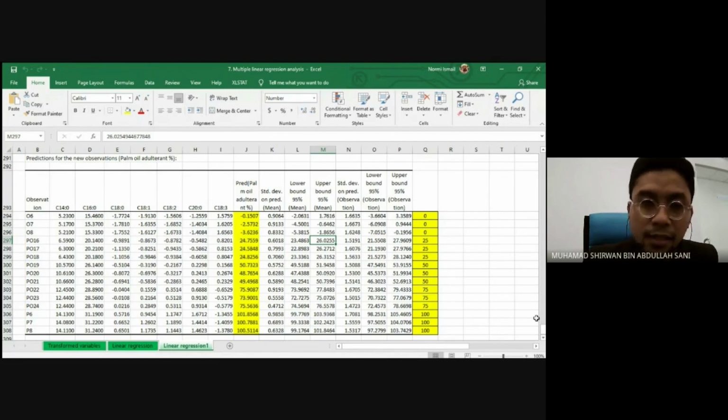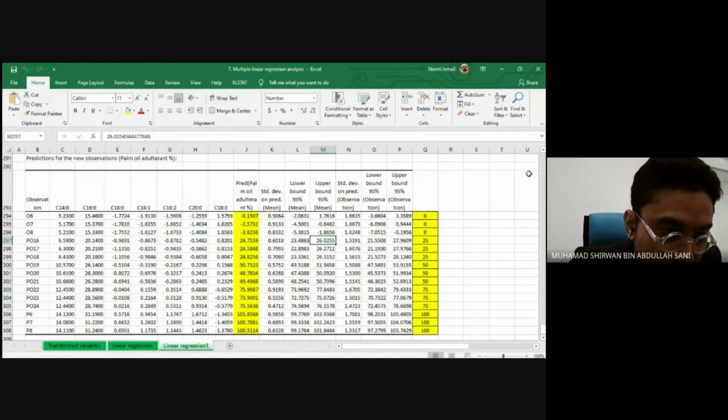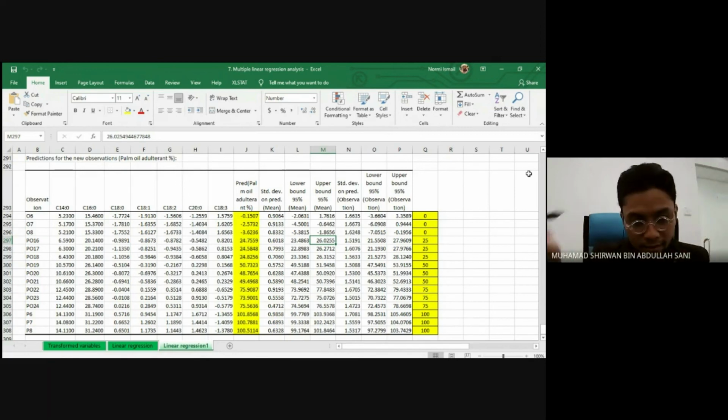So you can see here, on the right side, the one in yellow, the very last one, we prepared 0, 0, 0, 25%, 25%, 25%, 50, 50, 50, 75, 75, 75, and 100. Okay, now we go to the column, which is already labeled in yellow, predicted palm oil adulterant. So from there, you can see you prepared 0, you get 0 and -2, -3. So that indicates 0.